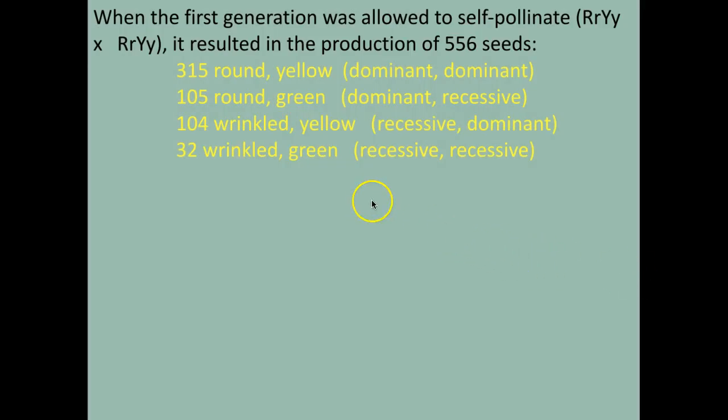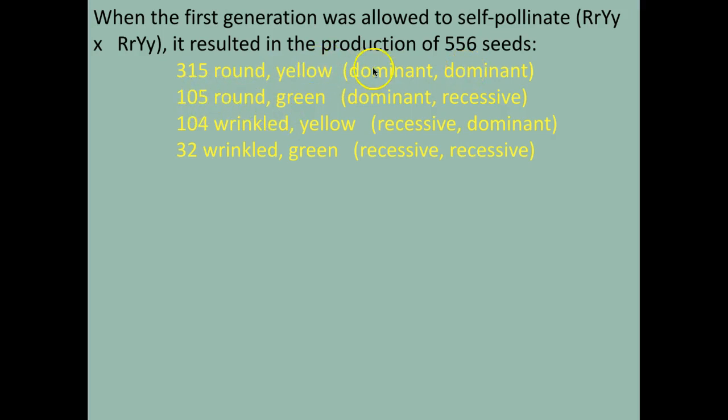And this is what he found. So when the first generation was allowed to self-pollinate, so we had big R, little r for round seed, heterozygous for round seed, heterozygous for yellow seed, and we bred that with a heterozygous round, heterozygous yellow. It resulted in the production of 556 seeds. Here are the combinations. So we had 315 round yellow seeds that were dominant.